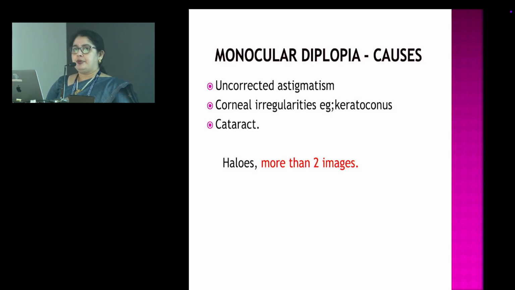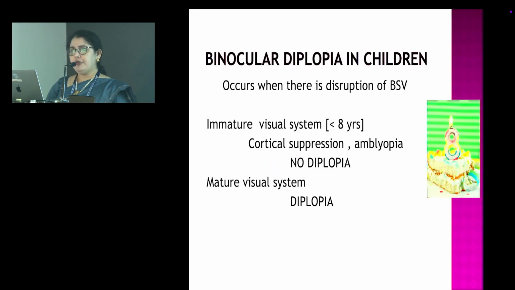Now, for us to tackle, we should know the usual causes in children. Children can also have monocular diplopia. It's not exactly diplopia. Usually, these conditions cause more than one image: polyopia, halos, ghost images. But definitely, you have to be aware of uncorrected astigmatism, anisometropia, poorly corrected spectacles, keratoconus, etc. But we are more worried about binocular diplopia.